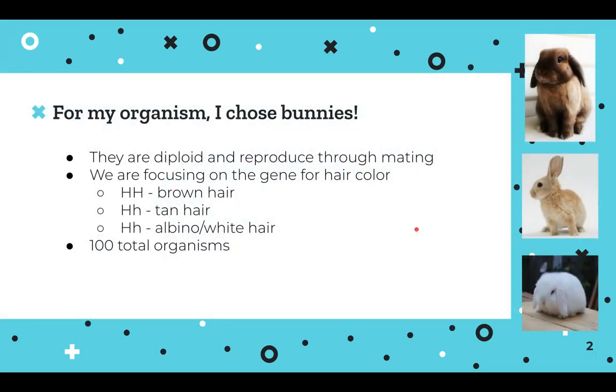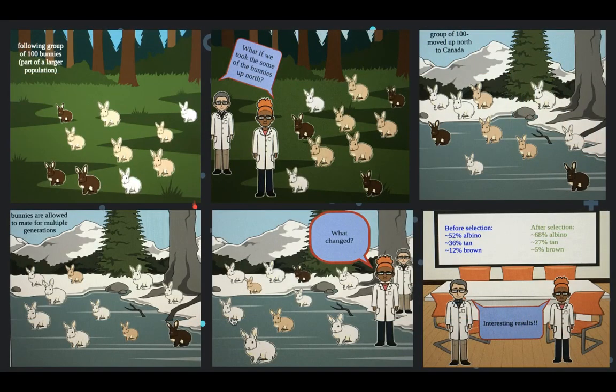So I chose bunnies for my organism, and we're going to focus on the gene for hair color. I created a storyboard to illustrate what's going on. We've got 100 bunnies out of a larger population that live in this deciduous forest. And our scientists are wondering, what if we took some bunnies up north? What would happen to their gene frequencies?